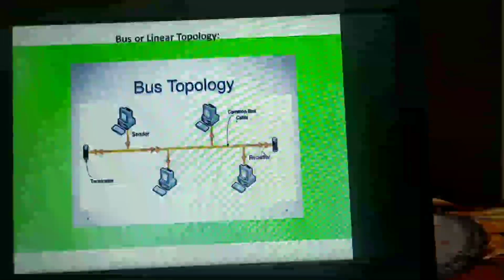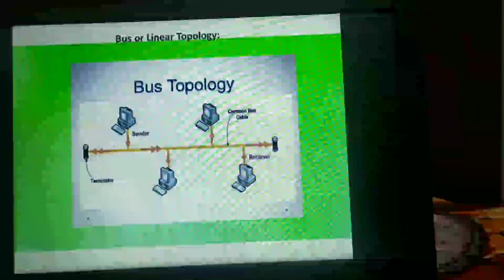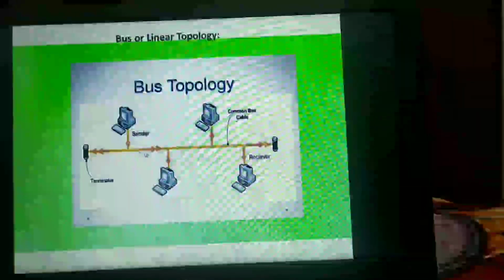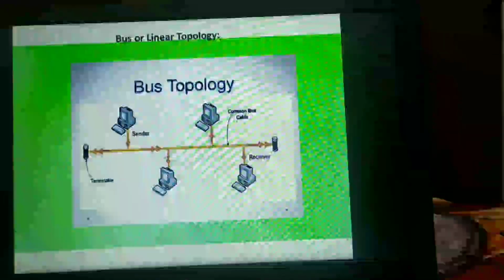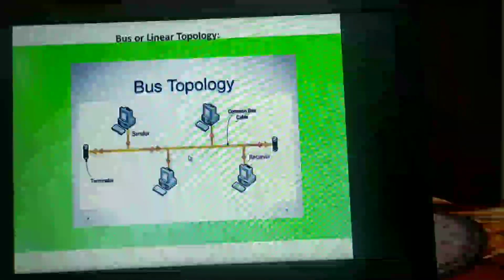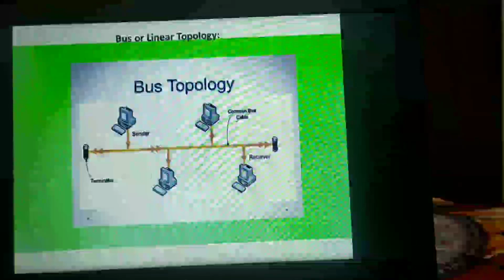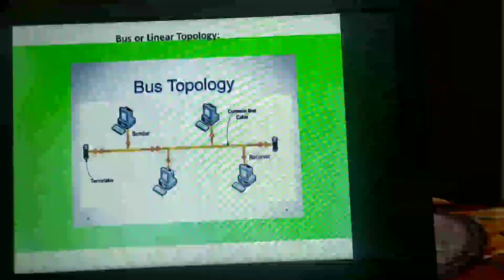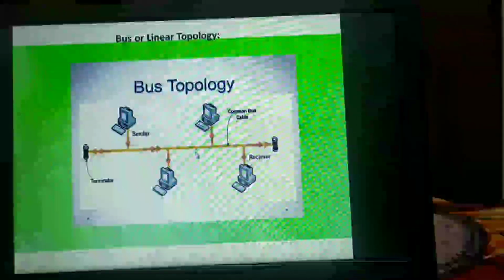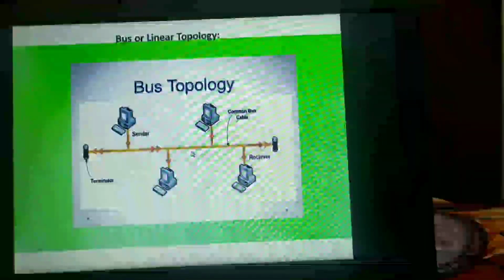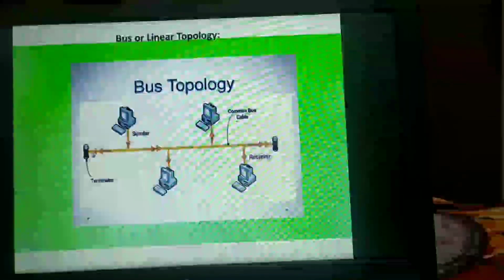Next one is that nodes must be intelligent. As I said in the working, until and unless one data packet is on this cable, the second data packet cannot come. Otherwise, it may lead to collision or loss of data. So only one transmission can happen at once. If another node sends data simultaneously, there might be collision or loss of data. To avoid that, the terminators are placed here.